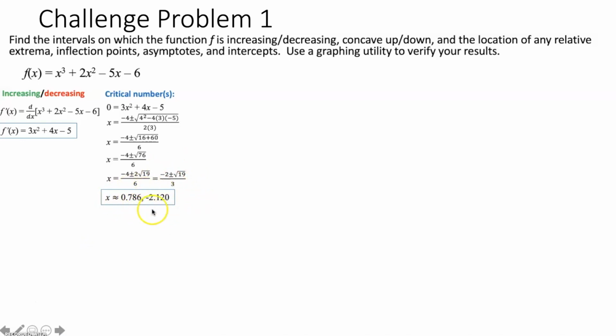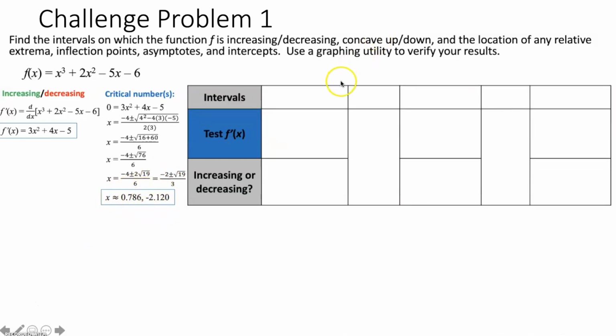We're going to use the approximate values in our sign chart over here because when it comes time to picking test x values on given intervals, it's much easier to determine what the interval actually is if it's not something like this. So we are going to create our interval. This function has no domain restriction, so it's going to go from negative infinity to positive infinity.